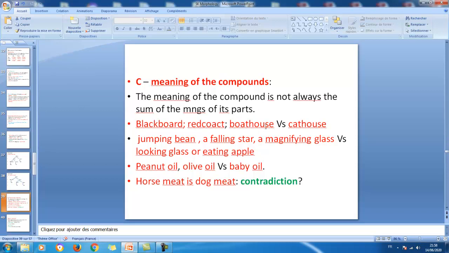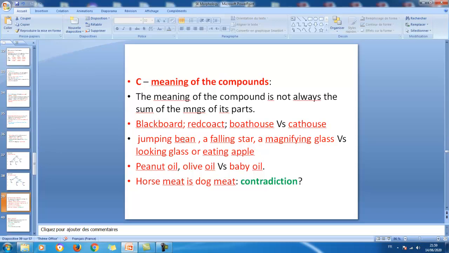Boathouse, same thing here. So look, we can say that it's a boat used as a house. But what about cat house? Is it a cat used as a house? Of course not here. Cat house is a cat that lives in houses here. So look, the semantic relationship between the two parts of the compound is not the same. Although we have got the same structure, for example, boat house, cat house, the relationship between boat and house does not exist between cat and house here.